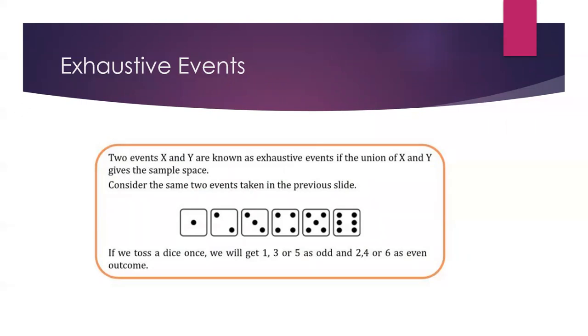Let's get an example. So again, event of getting odd number, let this be X. Event of getting even number, let this be Y. So if I write X and Y together, what would I be getting? If I write it together, I would be getting 1, 2, 3, 4, 5, 6. Right? So what I'm saying here, X union Y, right? I'm getting this.